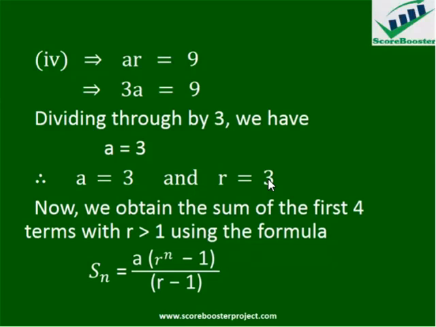From the question, we are to find the sum of the first 4 terms. Since we have the values of a and r, we proceed to obtain the sum of the first 4 terms. From here, we also observe that r is greater than 1, so we use this formula. From the question, we are to obtain the first 4 terms, which shows that n equals 4. So we substitute the values of a, r, and n into the formula for obtaining the sum.